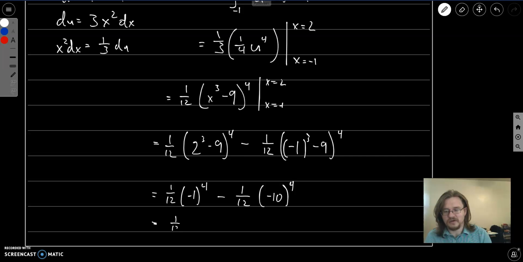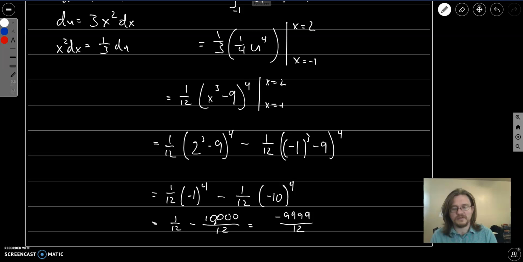So it's going to be 1/12 minus 10,000 twelfths. And that's something we could simplify to be, what, negative 9,999 twelfths. I can simplify it further. Maybe I should. If I divide both the top and bottom by 3, I have negative 3,333 fourths. So there's our simplified fraction.